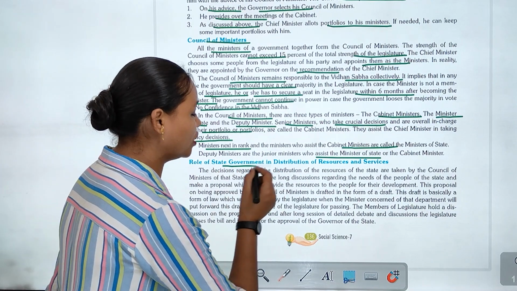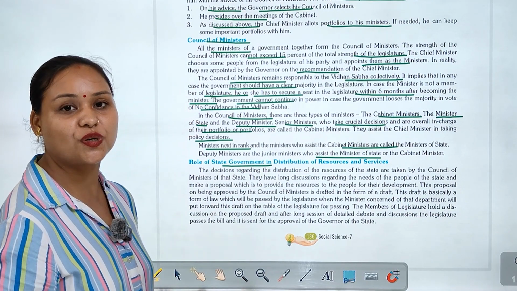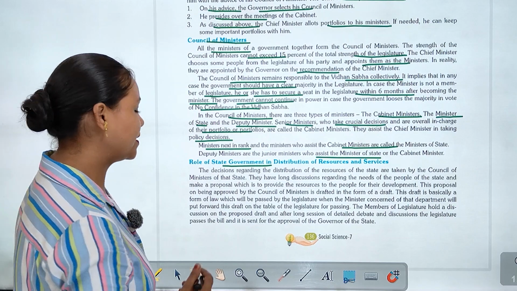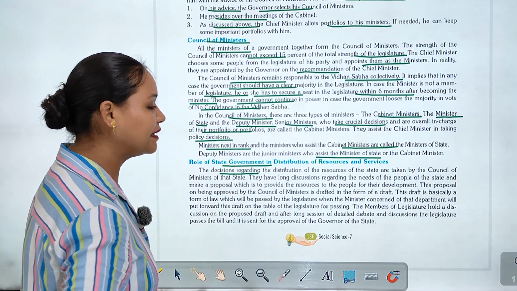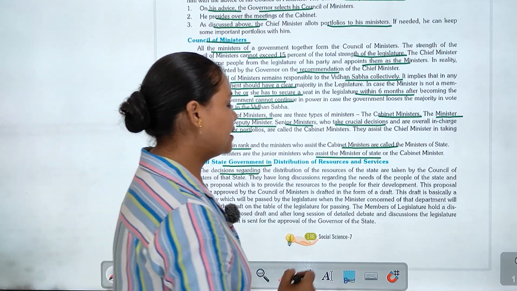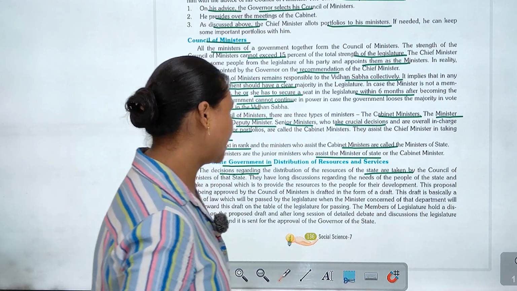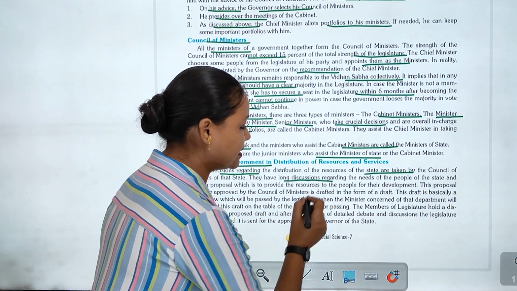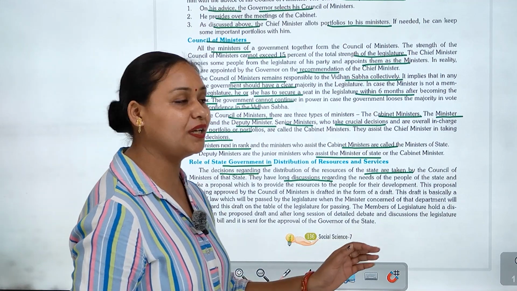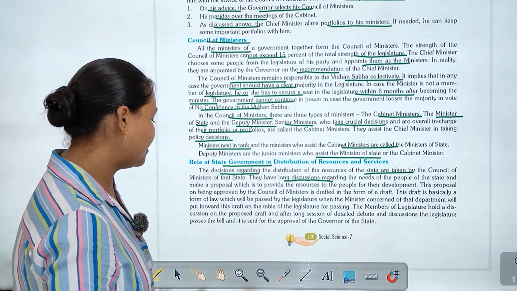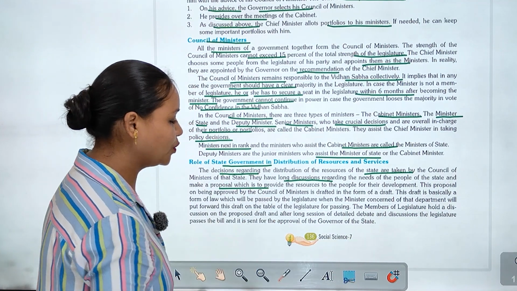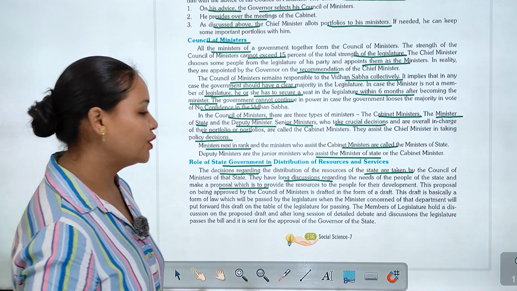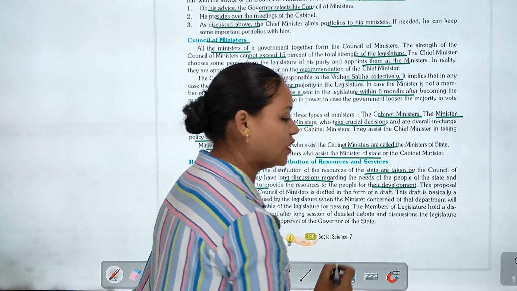नेक्स्ट है रोल ऑफ द स्टेट गवर्नमेंट इन डिस्ट्रीब्यूशन ऑफ रिसोर्सेज एंड सर्विसेज. नंबर फर्स्ट है, the decisions regarding the distribution of the resources of the state are taken by the Council of Ministers of that state. They have long discussions regarding the needs of the people of the state and make a proposal to provide the resources to the people for their development.